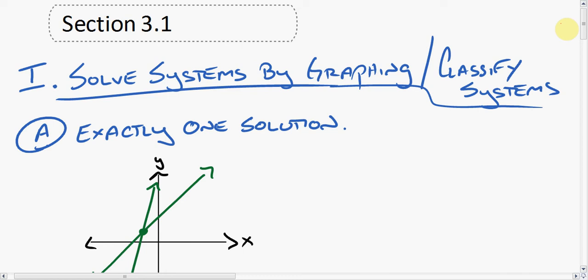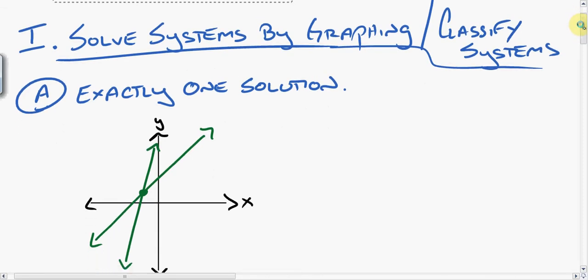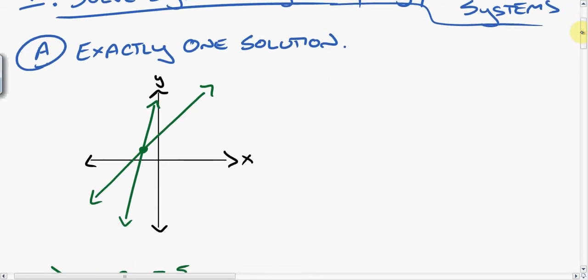In section 3.1, you're going to be solving systems by graphing, and you're going to be classifying those systems. A system of linear equations occurs when you have two or more equations in the same problem. To start out, we are just going to be looking at a system with just two linear equations. When you graph a system of two linear equations, you're going to get exactly two lines. And multiple things can happen when you graph two lines.